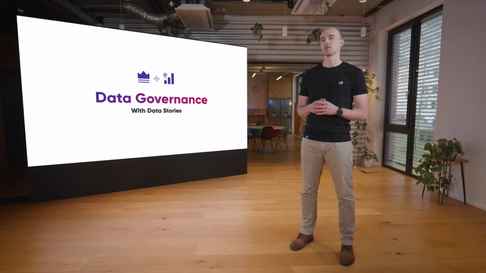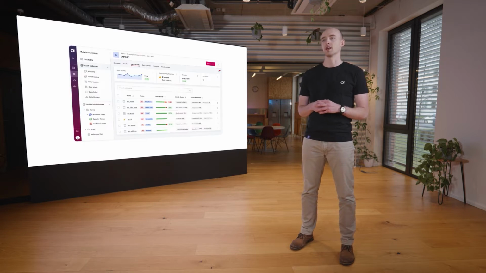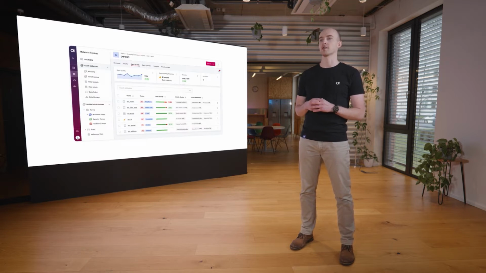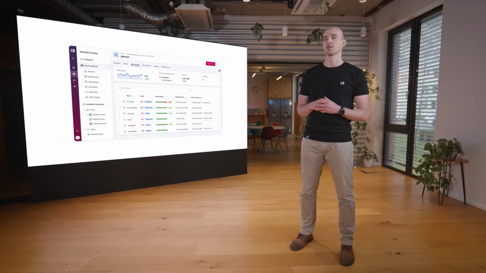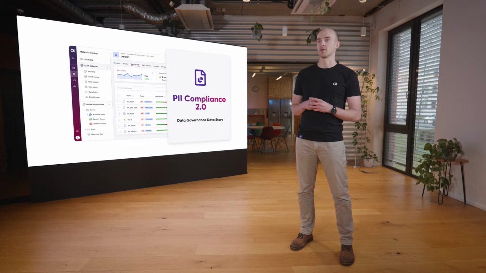We have many customers using the automated data classification feature in our data catalog. Let me show you an example of how such a classification project can look and how the data stories module can help you to easily present a compelling data story. The example project I chose is called PII Compliance 2.0. The main purpose is to identify all the systems that contain PII data, understand the characteristics of the systems, and improve the security and data handling procedures to achieve compliance.